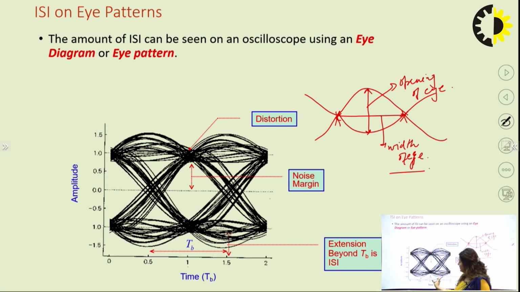The bit duration is obviously TB here, and the distortion is given with these points, these are some zero crossings. Extensions beyond TB are obviously inter-symbol interference, which is noted down here. So, whatever data is sent, if it is extended beyond TB, it is called inter-symbol interference. With this pattern we can easily calculate how much the data is corrupted at the receiver.